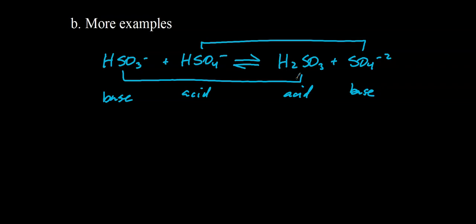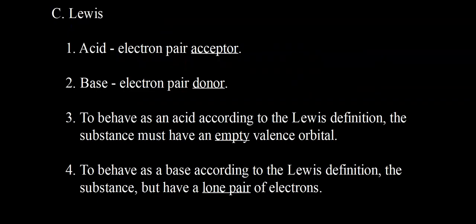All right, we actually have one more definition of acids and bases. It is the Lewis definition. Be careful here. An acid, according to this definition, is an electron pair acceptor this time. So remember, it was hydrogen ion or proton for the Bronsted Lowry definition. The Lewis definition has to do with electron pairs. An acid is an electron pair acceptor. And of course, then a base must be an electron pair donor.